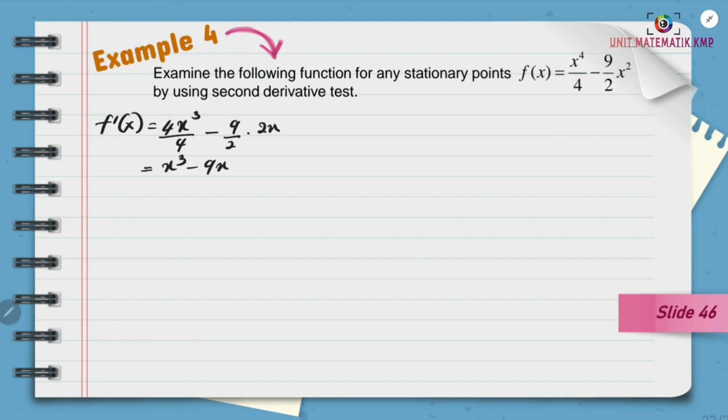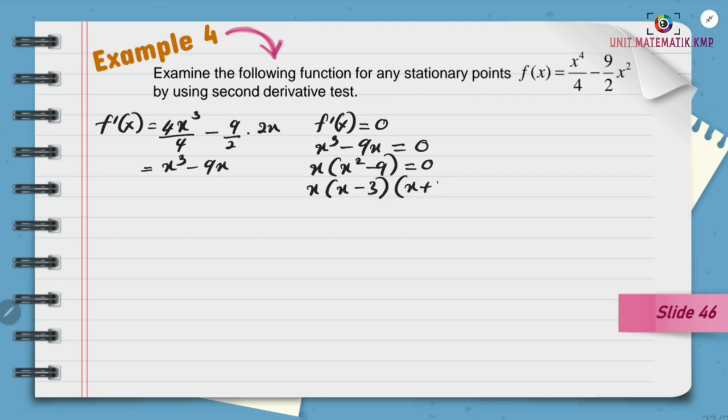To find the stationary points, f prime x must be equal to 0. Then x cubed minus 9x is equal to 0. We factorize x. We have x times (x squared minus 9) equal to 0. Then x times (x minus 3) times (x plus 3) is equal to 0. We have x equal to 0, x equal to 3, and x equal to negative 3.